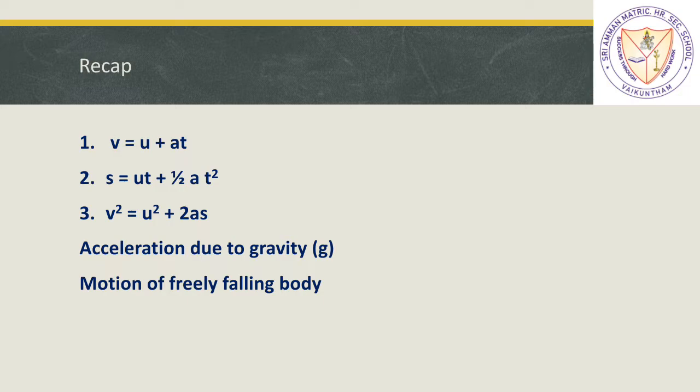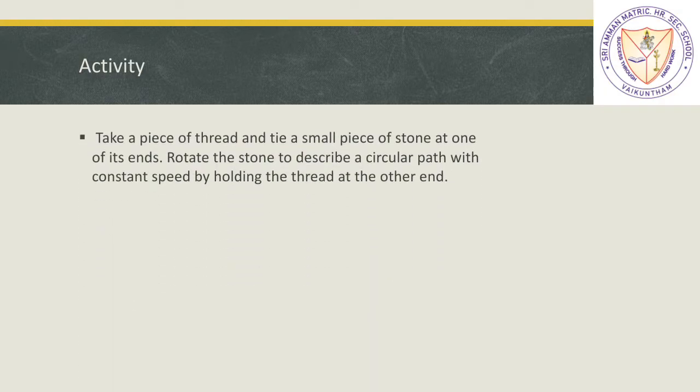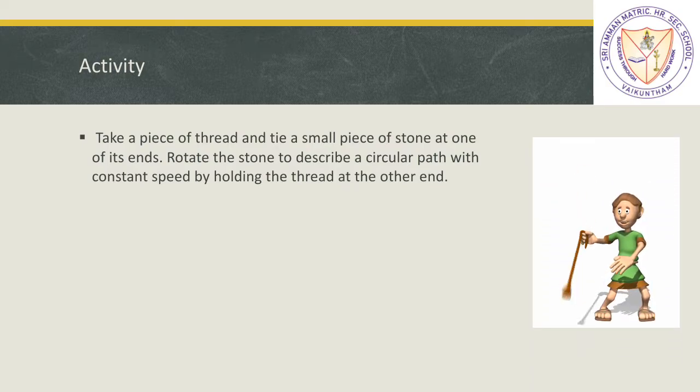So in this chapter, as I said, we'll be learning about centripetal force, centripetal acceleration, and the uniform circular motion. As we did in the last class, now also we'll do one small activity. If it is not possible, it's okay. I know that all of you must have done this at any one point of time. It is a very simple activity. Take a piece of thread and tie a small piece of stone at one of its ends. Rotate the stone to describe a circular path with constant speed by holding the thread at the other end, like the guy is doing in this picture.